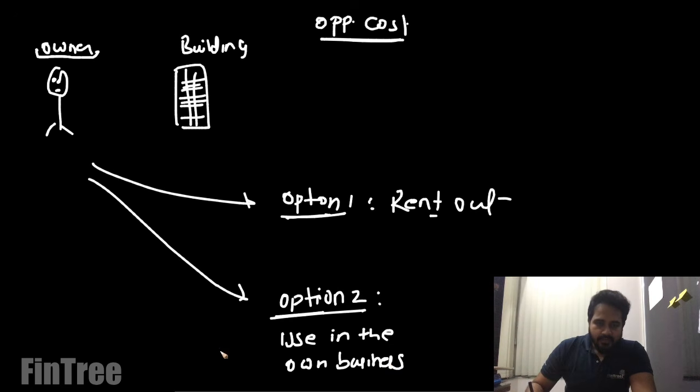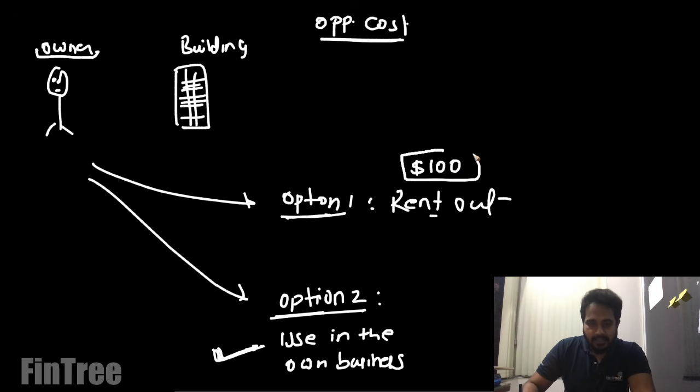Now, if he decides to use this option, and imagine had he decided to rent it out, he would have, let's say, received a rent of $100. So what we will say is, if he's doing a business, then he will have to consider an opportunity cost of $100.